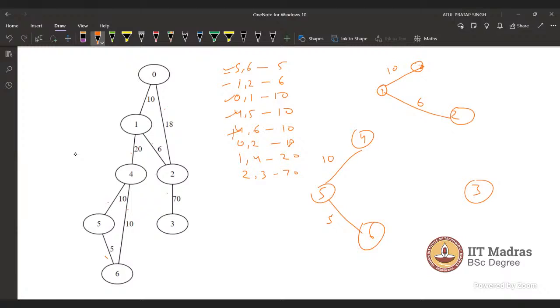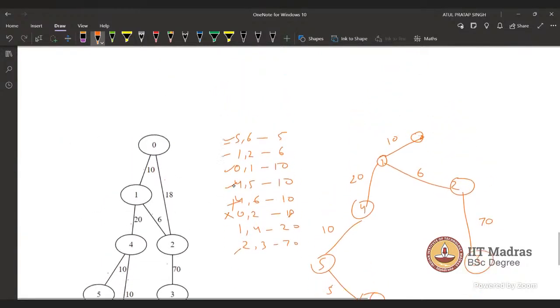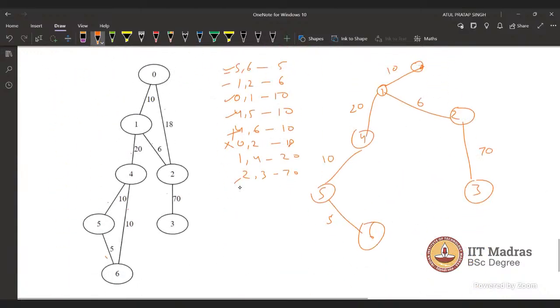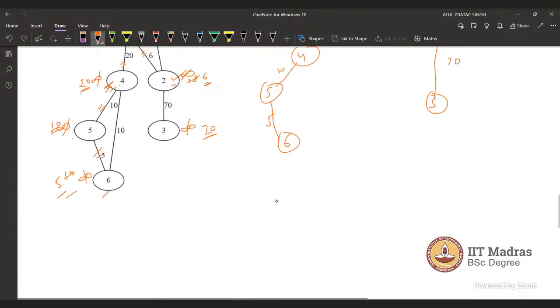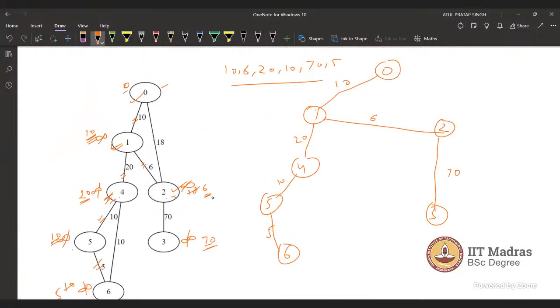Now 0, 2 is 18. If we mark this edge in our spanning tree, it creates a cycle, so we will not consider it. Now 1, 4 does not create any cycle, so we consider that 20. And 2, 3 is also okay. If you compare, both are the same. Both algorithms return the same minimum cost spanning tree, with the same minimum cost.